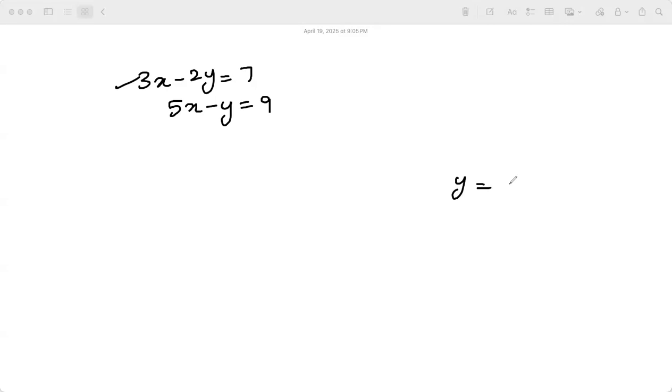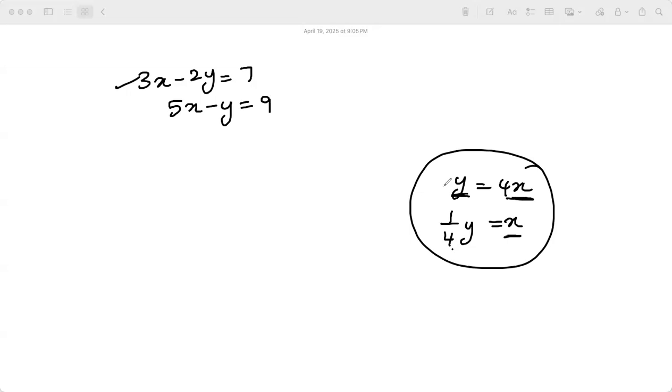See, if I have y equal to 4x, I have expressed y in terms of x. If I say x equal to 1 by 4y, the same equation, I have expressed x in terms of y. Remember all this. These are mathematical terms you need to know. So like that, check which equation is easy to represent in terms of the other without fractions. Use that and substitute into the other equation.